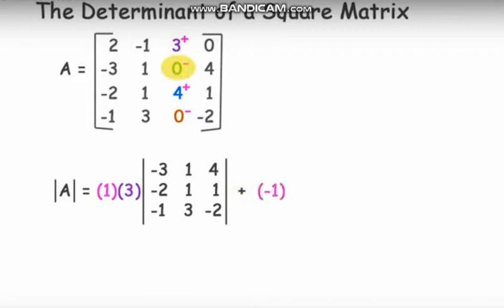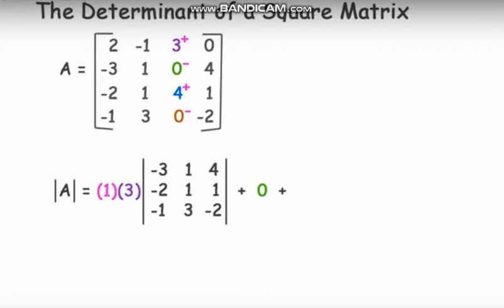-1 times 0 times, but wait, since we're multiplying by 0, this term will be 0. So we can just write down a 0 here and slap down another plus sign.